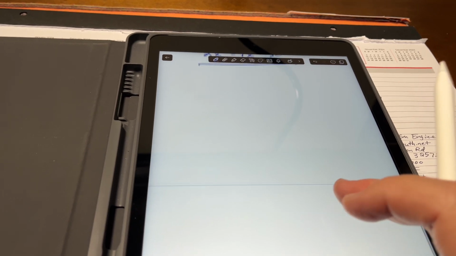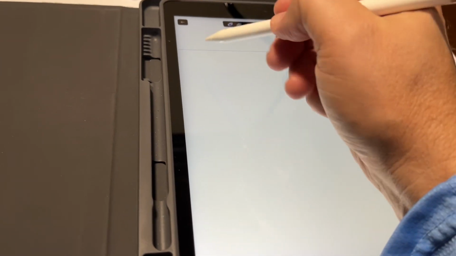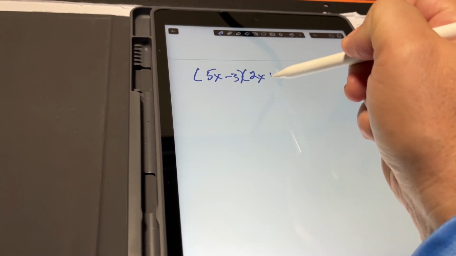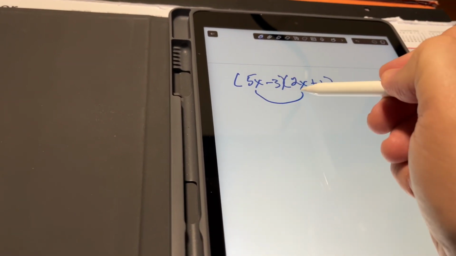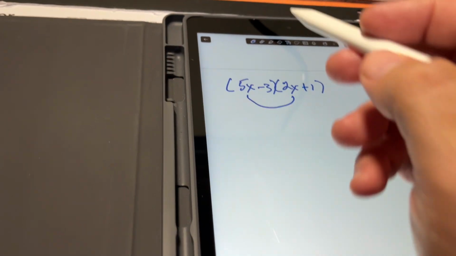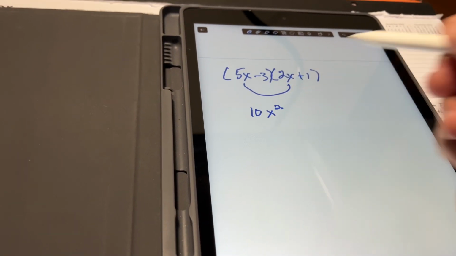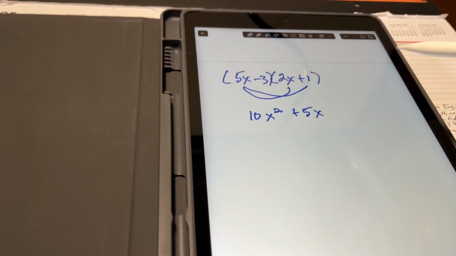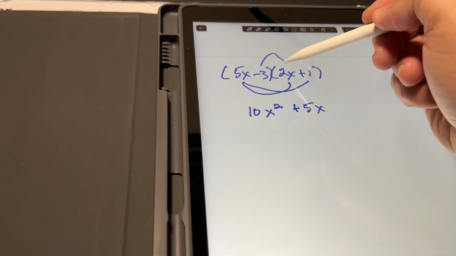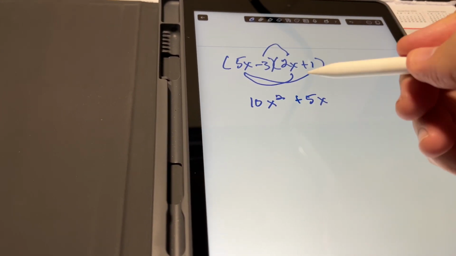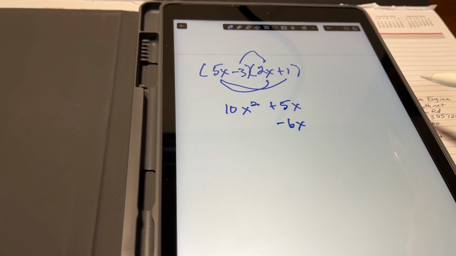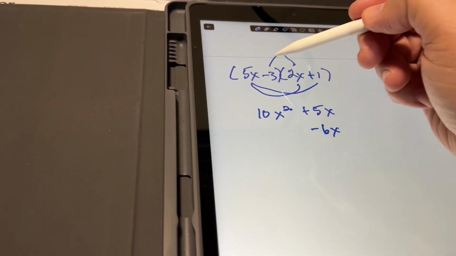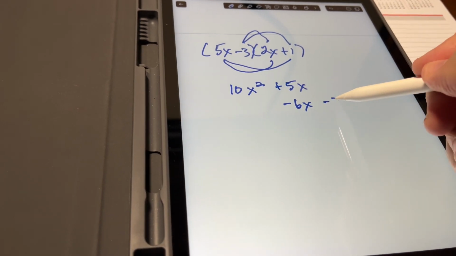Let's do one more. So let's suppose we have 5x minus 3 and 2x plus 1 like this. So I'm going to go 5x times 2x. Well, 5 times 2 is 10, and that's going to be x squared. And then 5x times 1 is 5x. Negative 3 times 2x is negative 6x, and I remembered to write it underneath it. And then negative 3 times 1 is negative 3.